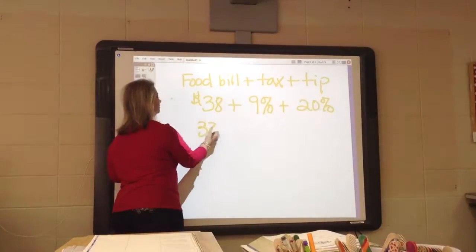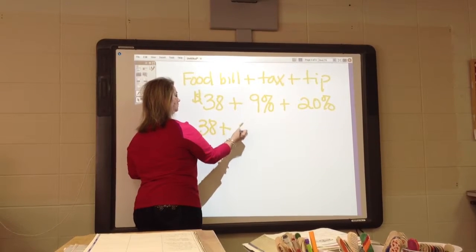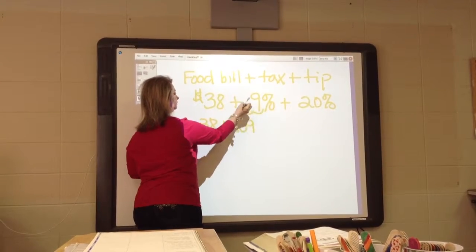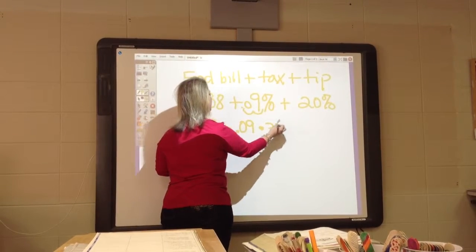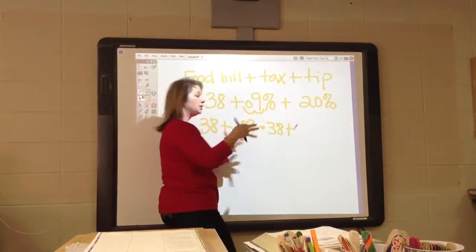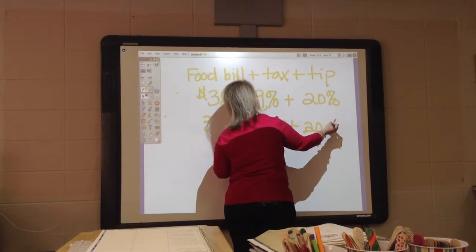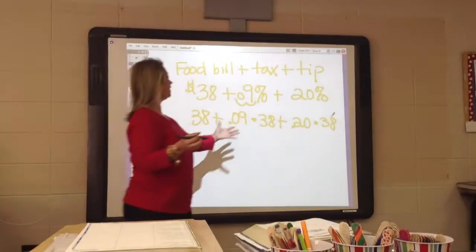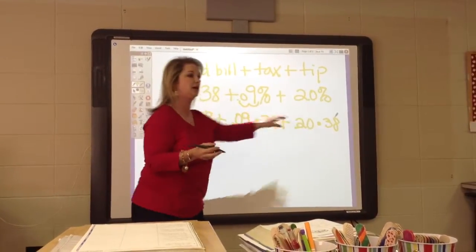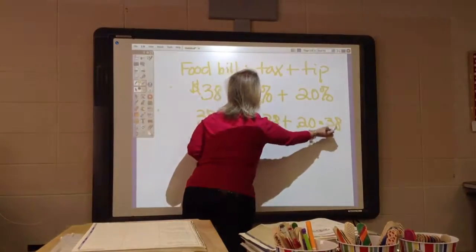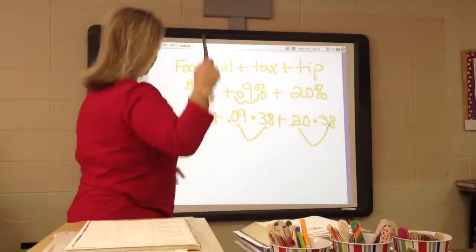Add 38. I'm going to do $38 plus 0.09, remember 2 places, times 38. $38. Okay, then we got to add that to our tip, which is 20% times 38. $38. Okay, so now all we have to do is we get our $38, and we have to add that to our tax and then to our tip. Okay, so this was our tax amount, this was our tip amount. When we add all 3 of those together, what did I get? $49.02. Good, y'all are quick.